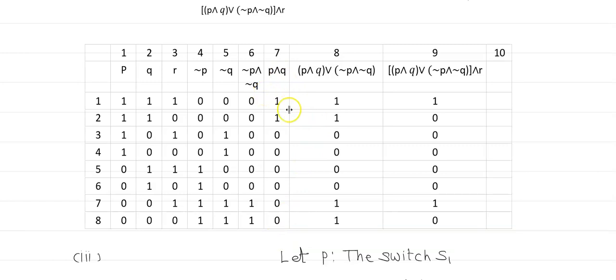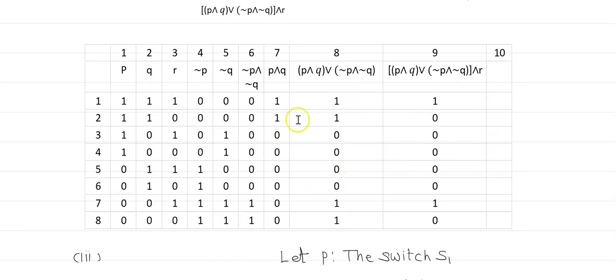Now next is the OR between column number 6 and 7. The OR at this junction: 0, 1 is 1, 0, 1 is again 1, 0, 0 both of them are 0, therefore it is 0, 0, 0 is again 0, 0, 0 is again 0, 0, 0 is 0, 1, 0 is 1, 1, 0 is 1. And now last is the conjunction, that is AND between column number 8 and column number 3.